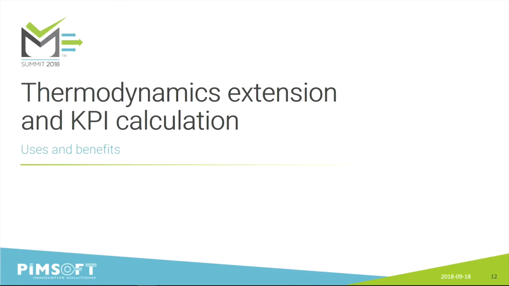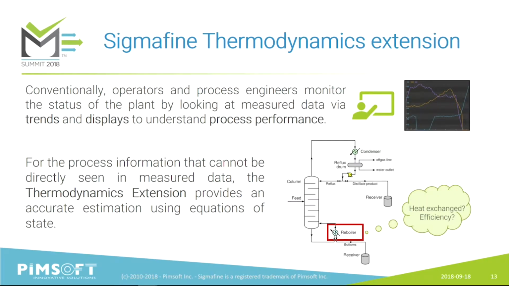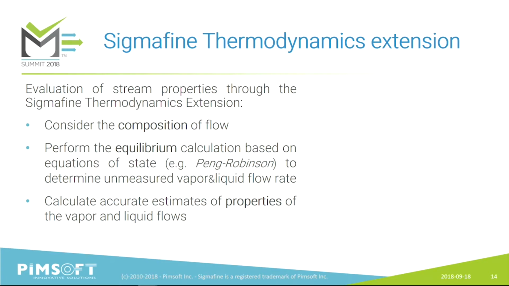Let's talk about the thermodynamics extension and calculating key performance indicators. So conventionally, operators and process engineers monitor the status of the plant by looking at raw data and trends and charts and displays. For process information that can't be directly seen in measured data, such as the amount of heat exchanged in reboilers or the efficiency of heat exchangers, the thermodynamic extension can use equations of state to provide accurate estimations. Now, the extension works by considering the composition of flows. Starting from this, it performs the equilibrium calculations based on equations of state. Then the extension estimates the properties of that flow.